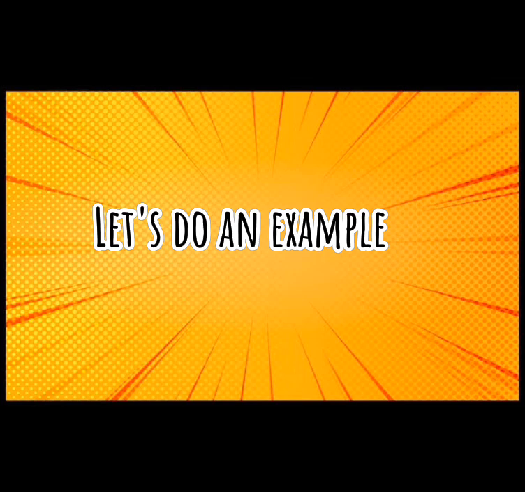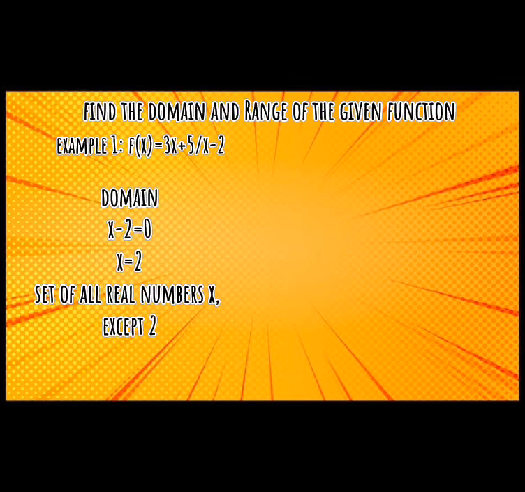Let's do an example. Example 1. f of x equals 3x plus 5 over x minus 2. So to get the domain, let's get the vertical asymptote. The denominator is x minus 2, so equate it to 0: x minus 2 equals 0. Transpose the negative 2 to the right side of the equation, so x equals 2. So the domain is the set of all real numbers x except 2.